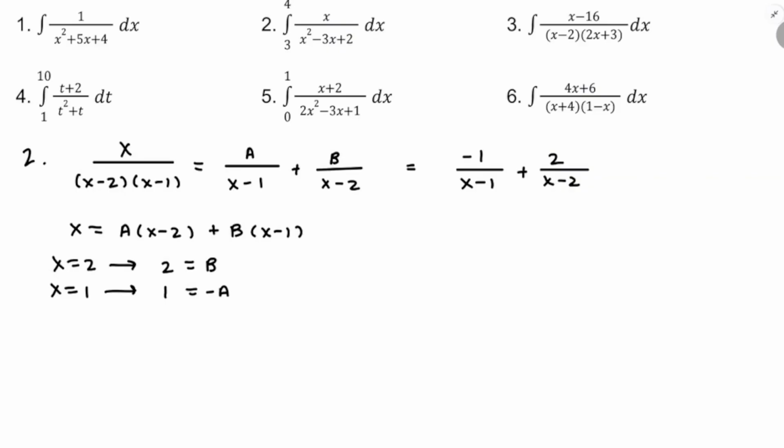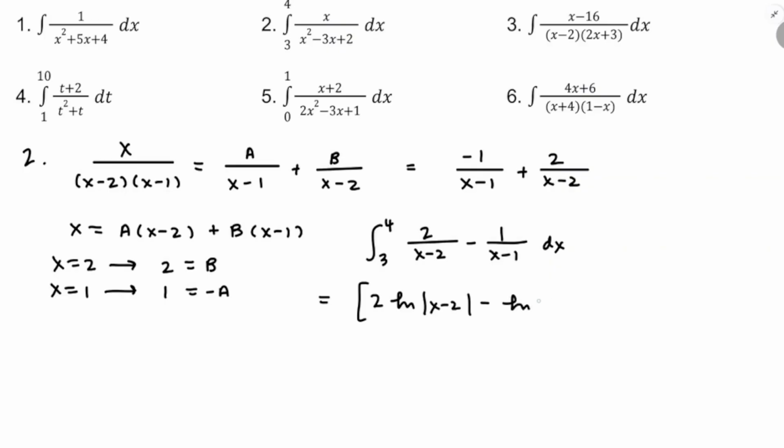Okay, and then I'll say, all right, now I'm integrating from 3 to 4. I haven't changed the variables or anything, so it's not going to change the bounds. 2 over x minus 2 minus 1 over x minus 1. Okay, and I'm going to get an antiderivative: 2 natural log of the absolute value of x minus 2, minus 1 natural log of the absolute value of x minus 1. And let x run from 3 up to 4.